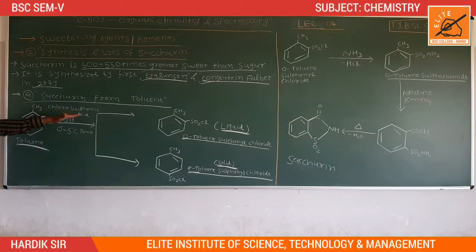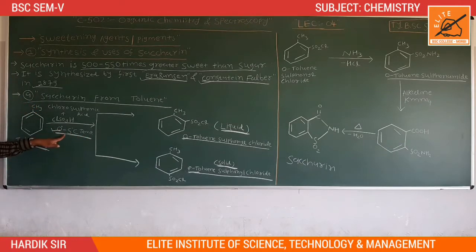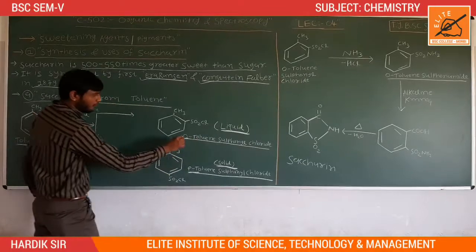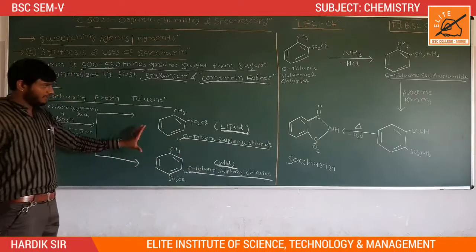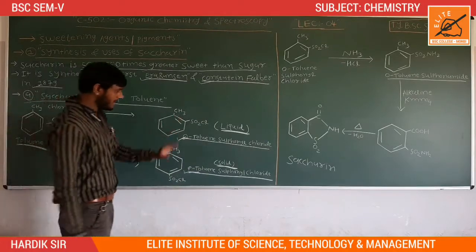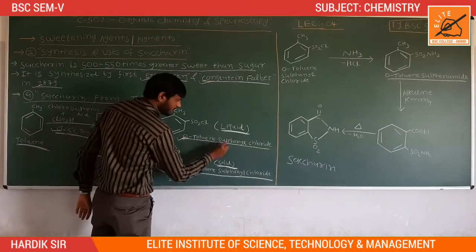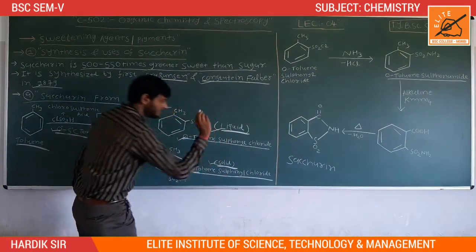Toluene is reacted with chlorosulfonic acid in a cooling condition, at 0 to 5 degrees Celsius temperature, to produce a mixture of orthotoluene sulfonyl chloride and paratoluene sulfonyl chloride. Orthotoluene sulfonyl chloride is in liquid form and paratoluene sulfonyl chloride is in solid form.